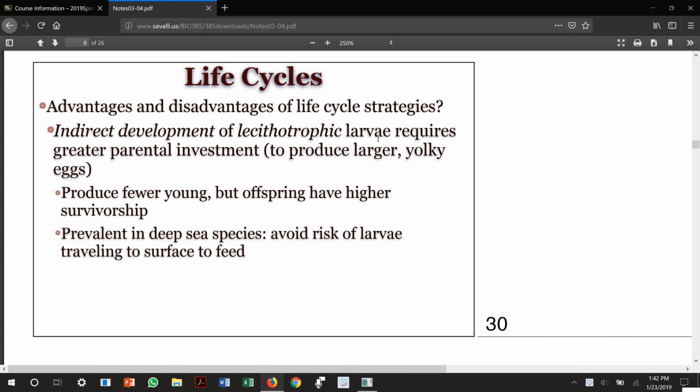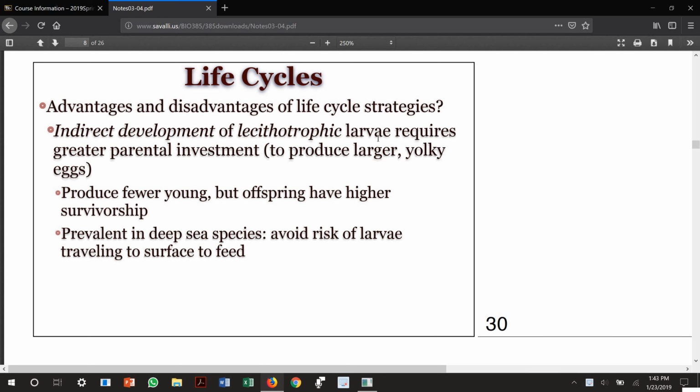But because the young don't have to survive on their own as much, they can basically be somewhere protected and therefore get a head start by relying mostly on their yolk. So that generally means they have higher survivorship. So that's the trade-off here. You produce few young, but because you invest more in them, more of them are likely to survive than if you produce planktotrophic young, where most of them will die.